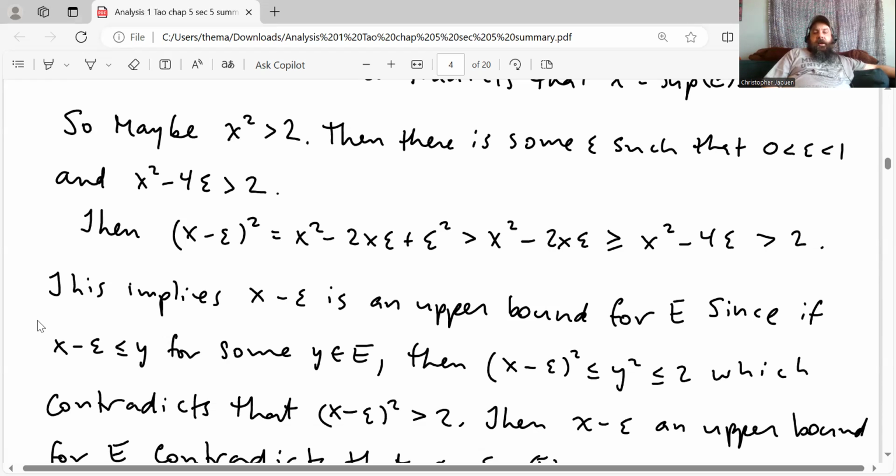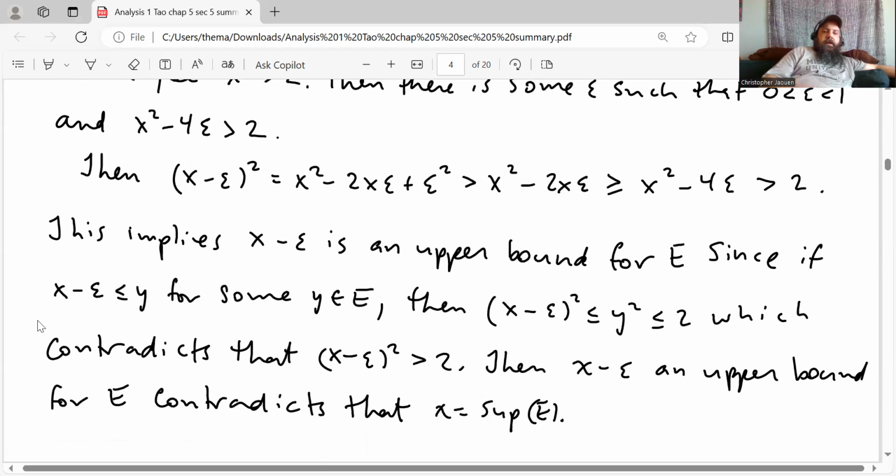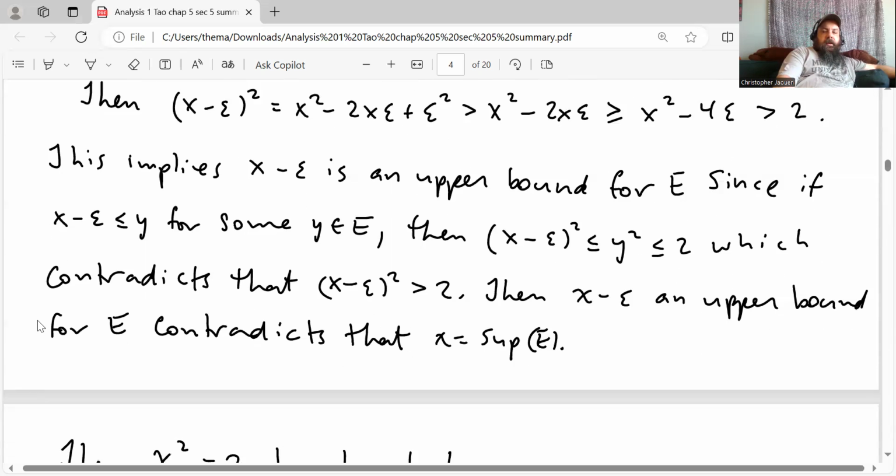This implies that X minus epsilon is an upper bound for E, since if X minus epsilon is less than or equal to Y for some Y in E, then (X minus epsilon) squared is less than or equal to Y squared, which is less than or equal to 2, which contradicts that (X minus epsilon) squared is greater than 2. Then X minus epsilon is an upper bound for E, which contradicts that X is the supremum of E, right?